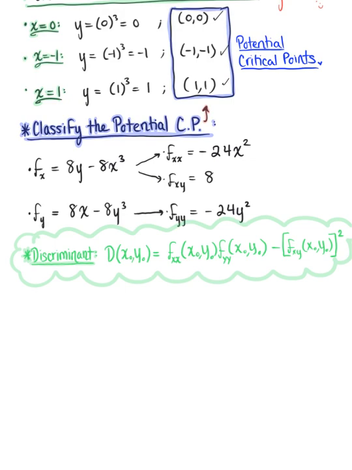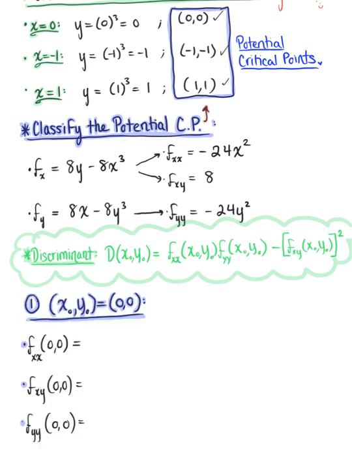So here we go. The first point that we are checking is the potential critical point (0, 0). So we need to evaluate each of these second order partial derivatives at this point. The second order partial derivative of x with respect to x at (0, 0) will be -24 times 0 squared, which of course is 0. We have the second order mixed partial derivative, which is 8 no matter what. And then we have the second order partial derivative of y with respect to y at the point (0, 0). So that's -24 times 0 squared, which again is 0.